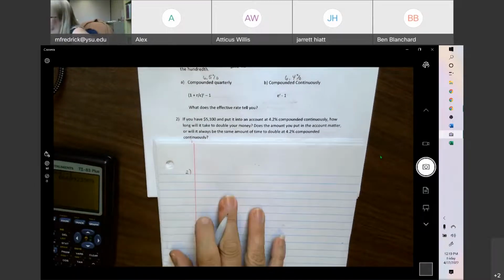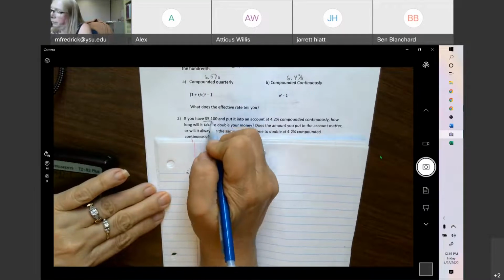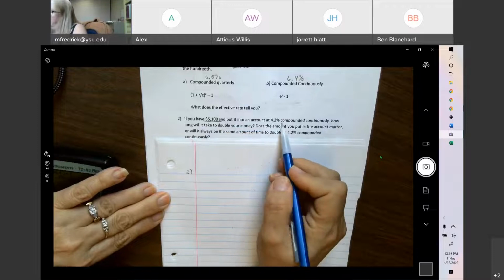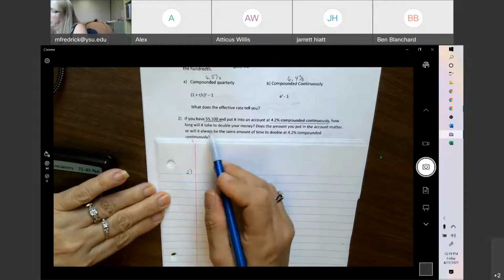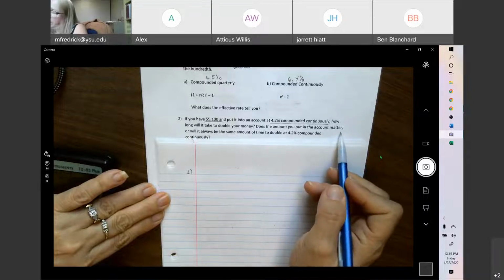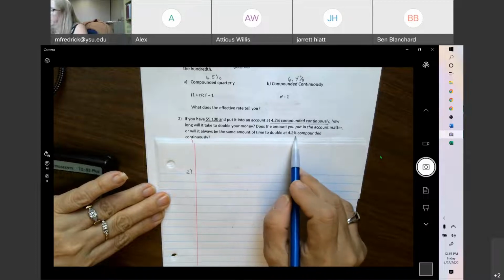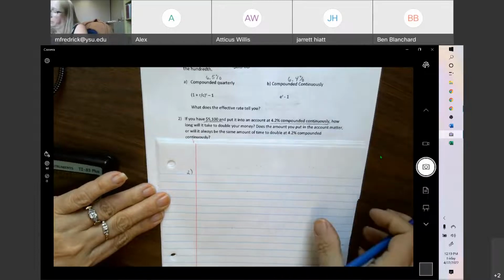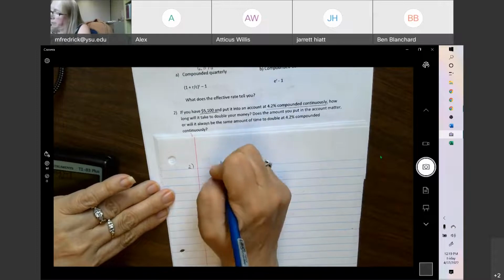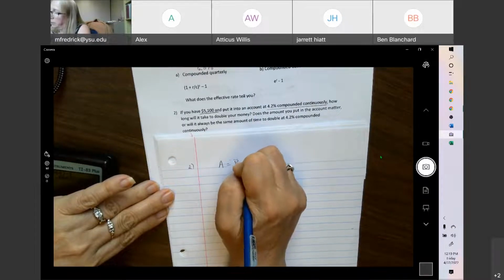Second one, if you have $5,100 and put it into an account at 4.2% compounded continuously, how long will it take to double your money? Does the amount you put in the account matter, or will it always be the same amount of time doubling at 4.2% compounded continuously? So compounded continuously is A equals P e to the RT.